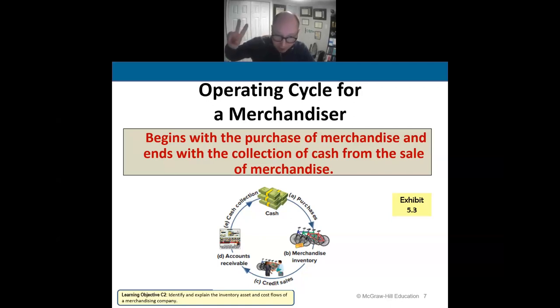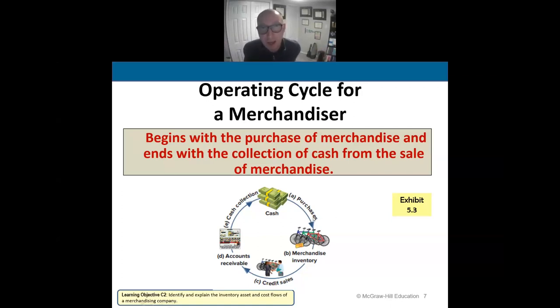So there are two types of customers. Ones that pay cash up front, and the other type are the ones that purchased it on credit. They're going to pay you later through accounts receivable. Then 30 days will go by, you'll collect that cash, and you'll do it all over again. You'll purchase some more water, sell it to your customers, either with cash or through accounts receivable, collect your accounts receivable later, and then do it again and again and again.